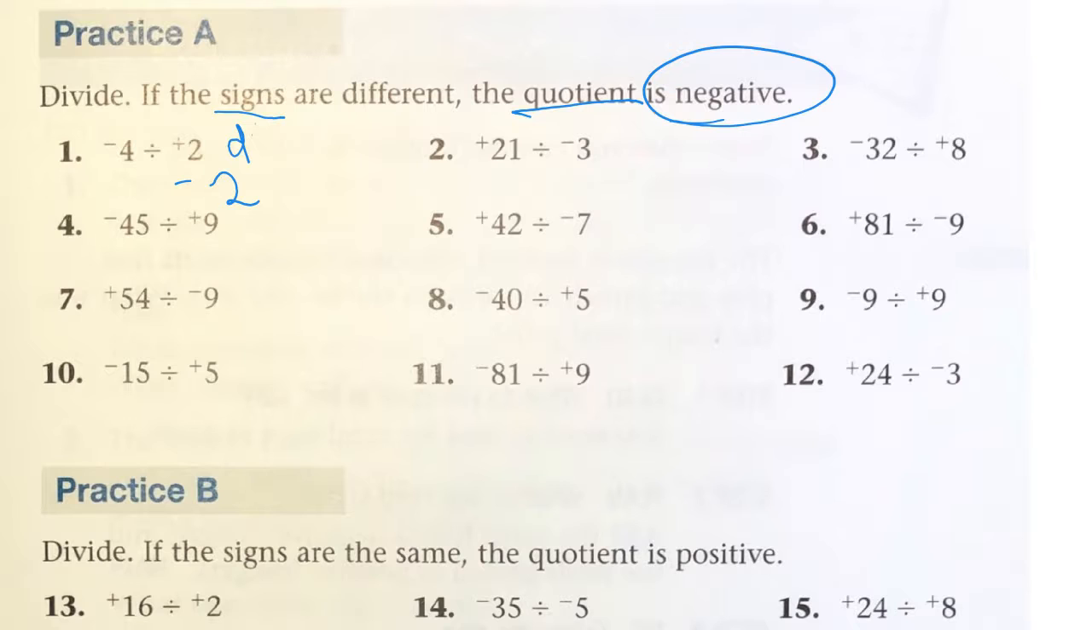So for number 2, we've got a positive 21 and a negative 3. The signs are different. 21 divided by 3 is 7. And since the different signs tell us the answer is negative. One more. Number 3. We've got a negative 32 and a positive 8. The signs are different. So the answer will be negative. 32 divided by 8 is 4, and because the signs are different, the answer is negative.